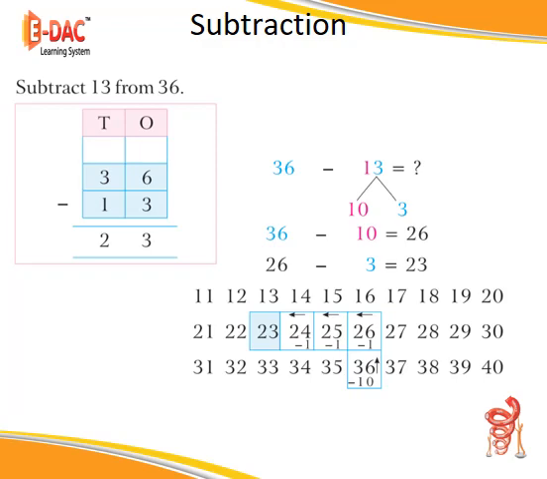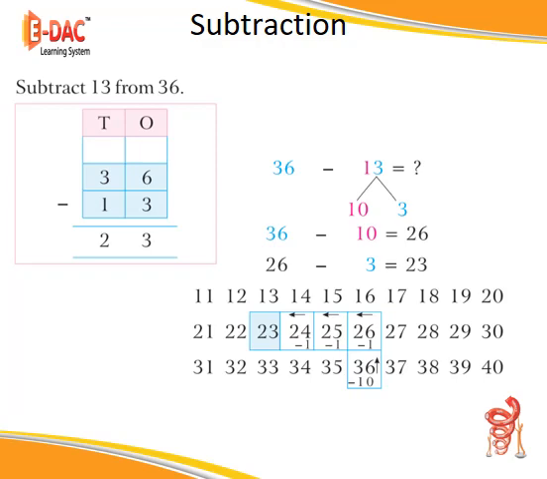Now there is other method to understand subtraction. We have 36 and we will put the sign of minus and we will write 13. Now we will break 13 into expanded form and we will write 10 and 3. Then we will subtract 10 from 36 first and we will get 26. Now we will subtract 3 from 26 and we will get 23.